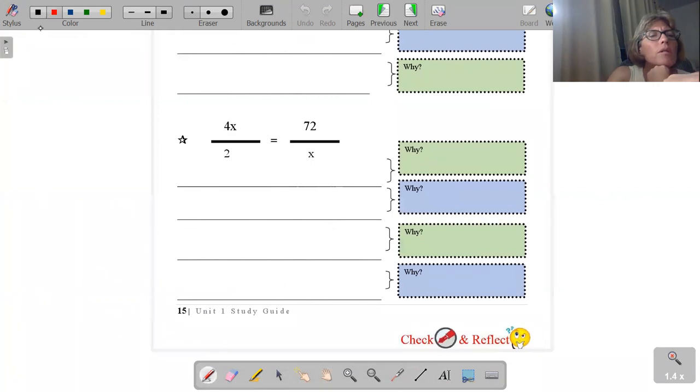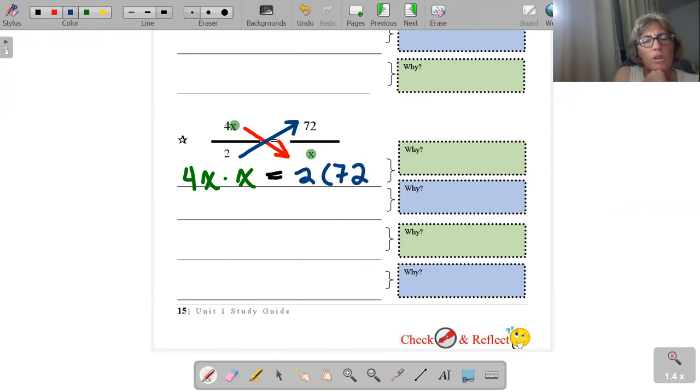Taking a look here, if I want to solve for my x, step 1, watch. I'm going to write this out. This is 4x times x equals 2 times 72. X times x becomes x squared, and 2 times 72 is 144.